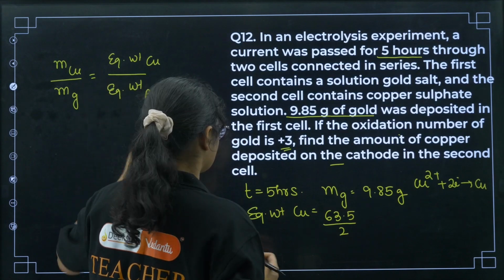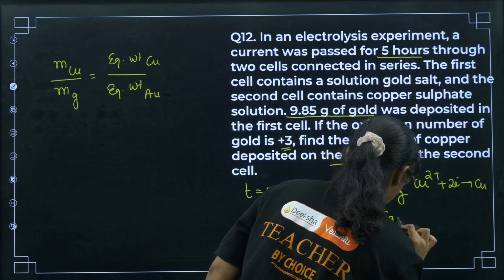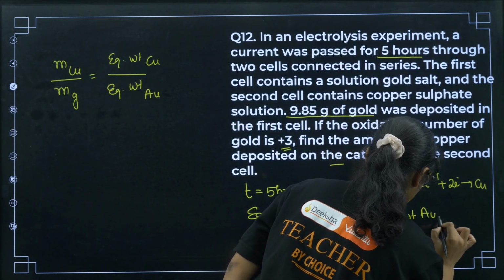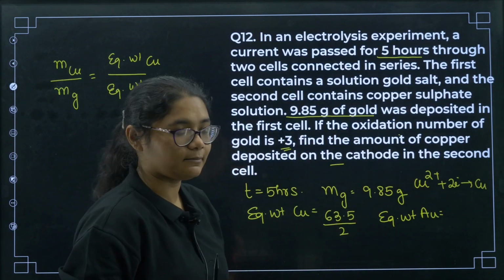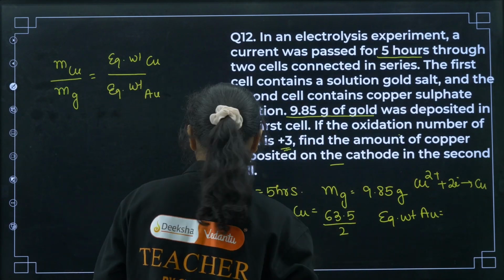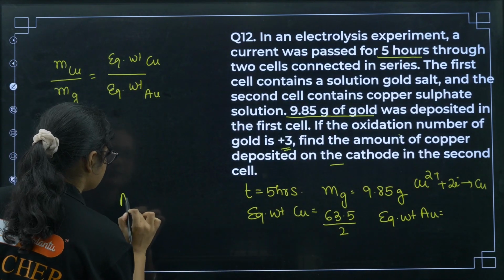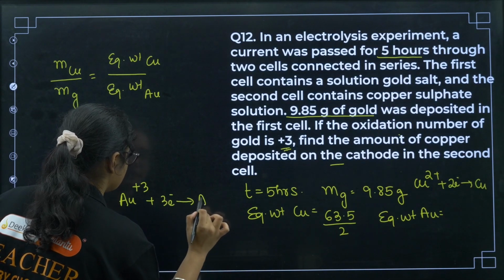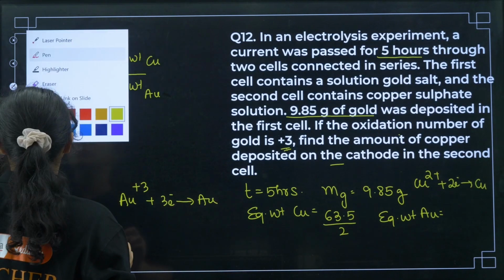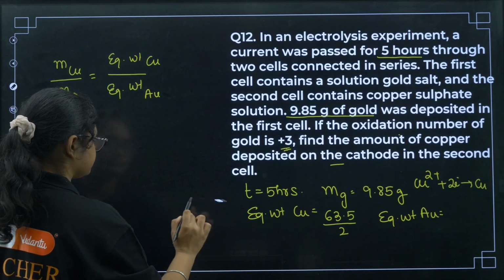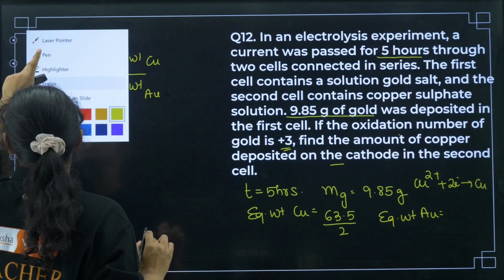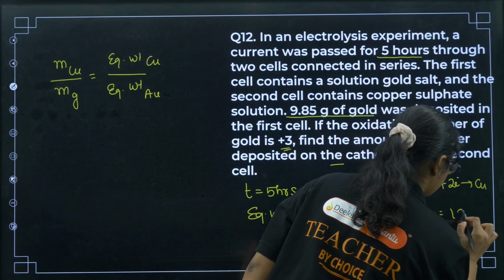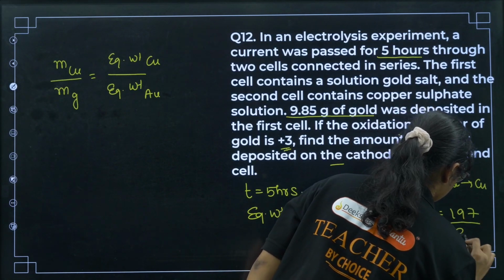Then the equivalent weight of gold will be the molar mass of gold divided by n factor. Here you can see the gold oxidation number is told to you as 3, that means Au3+ plus 3 electrons will give you Au. So it has to gain 3 electrons. So the gold mass is 197, divided by 3.